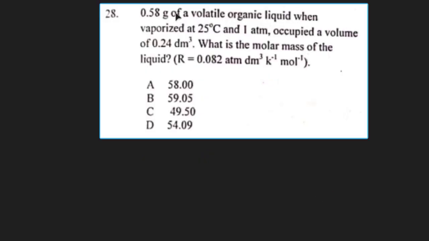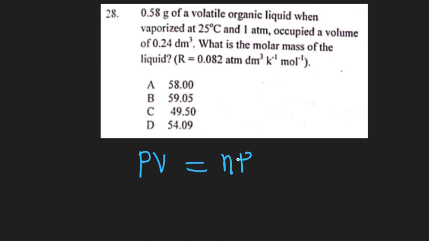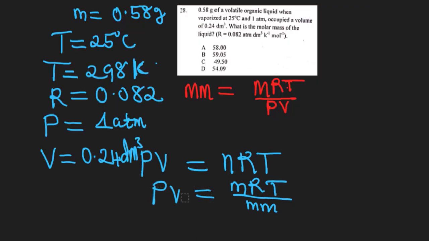Number 28. 0.58 grams of a volatile organic liquid when vaporized at 25 degrees Celsius in 1 atmosphere occupied a volume of 0.24 dm3. What is the molar mass of the liquid, given the molar gas constant to be 0.082? In this problem, we are going to use the ideal gas equation, which says PV is equal to nRT, where n is the number of moles. The number of moles can also be expressed as mass over molar mass. So PV is equal to mRT over molar mass. From here, molar mass is equal to mRT on PV.